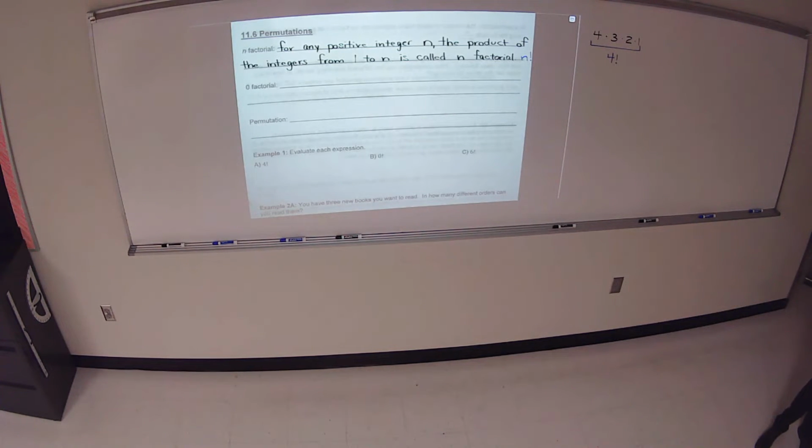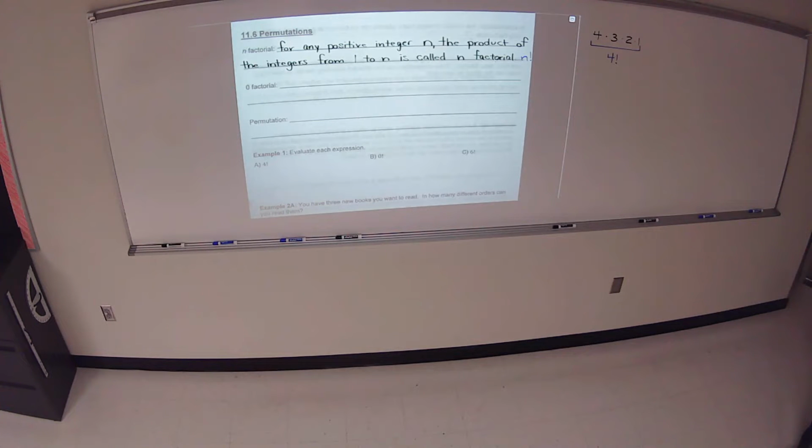Remember at the very beginning of this, when I asked you how many different seating arrangements we could make in this class, and I put a number up on the board which was super, super long? How did I figure that out? It was a factorial problem.